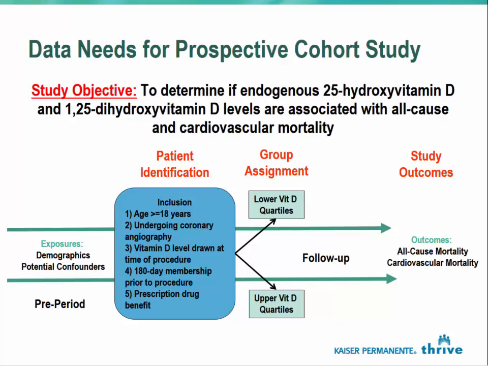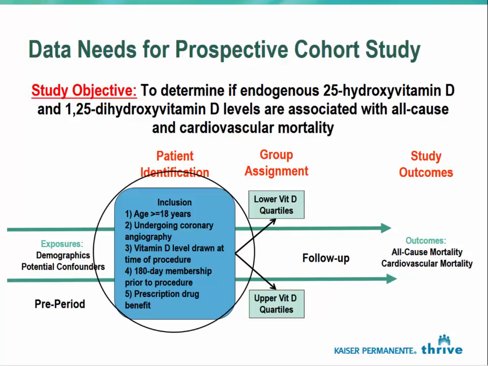On the left is the data that we're going to be looking for in the pre-period, looking for these different exposures, demographics, and then potential confounders, as I described before. Then in the middle is how we're going to identify the patients who are going to be in our group. We have our inclusion criteria. One of the important ones is that the vitamin D levels were drawn, so you have that information to be able to divide these patients into lower and upper vitamin D quartiles, as you see in the group assignment. And then during follow-up, you're going to go on out to collect data on the study outcomes. In this case, our outcomes will be all-cause mortality and cardiovascular mortality.